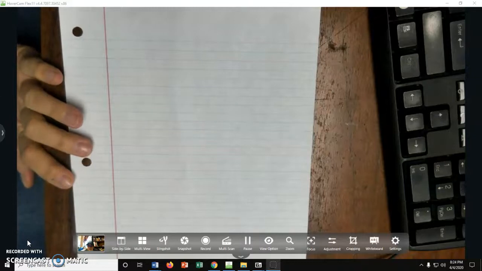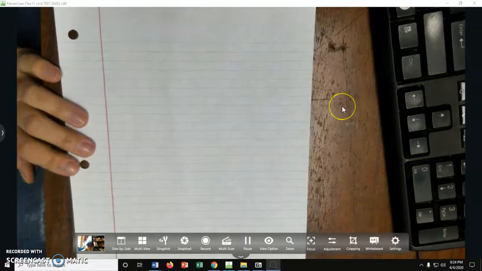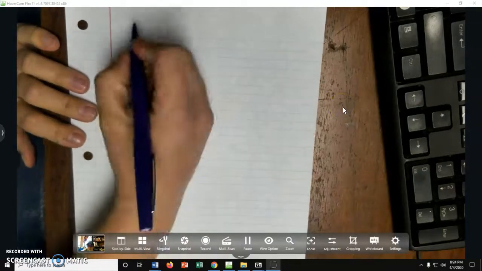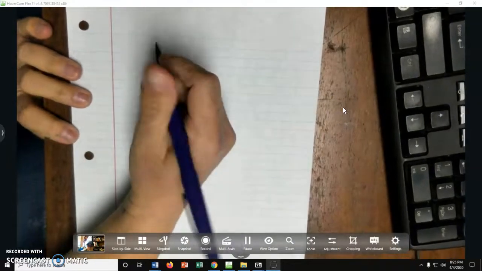Today's objective for lesson 12 is subtracting fractions greater than or equal to 1. This builds right off of lesson 11. We said we're going to have some bigger numbers, so let's go ahead and jump in here.